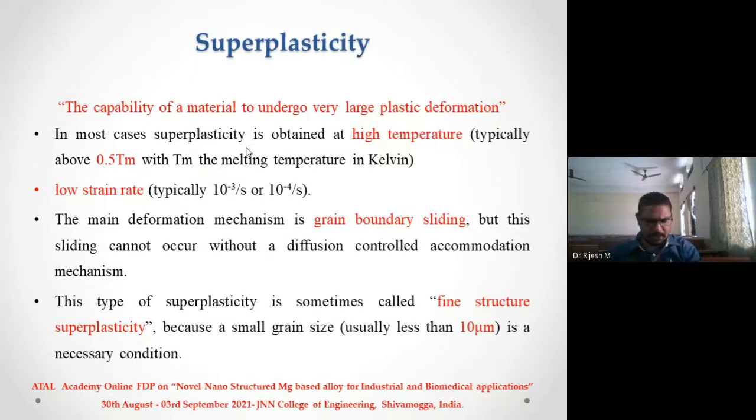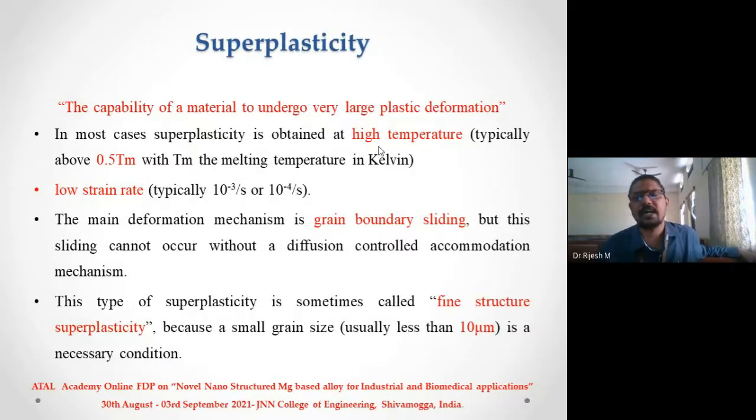Something called superplasticity is what we need to look into, again in ECAP. It is the capability of a material to undergo very large plastic deformation. The advantage of superplasticity is nothing but forming. When you know that a material can be plastically deformed 100 to 1000%, that window becomes very, very important for us to form some component. And how do we get superplasticity? And do all materials exhibit superplasticity is what we need to know.